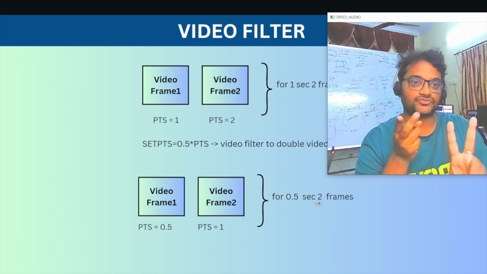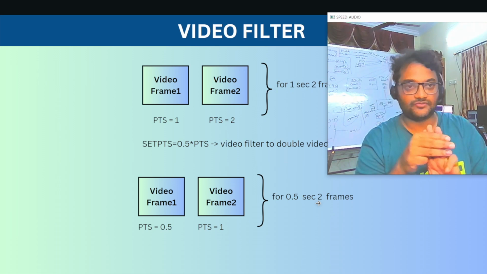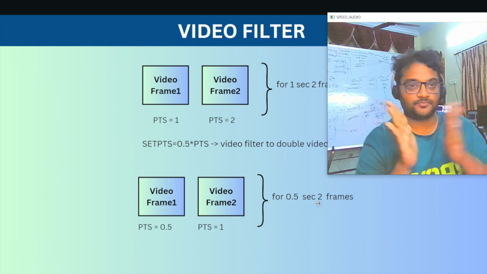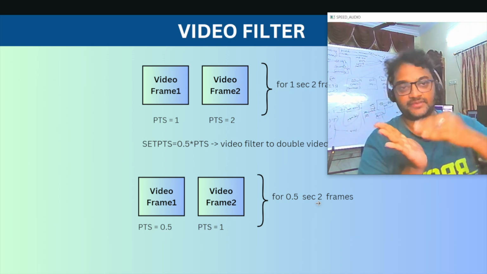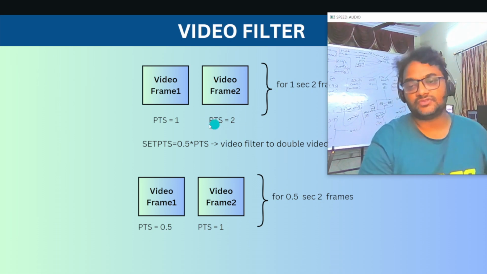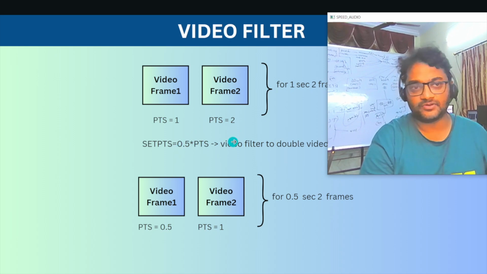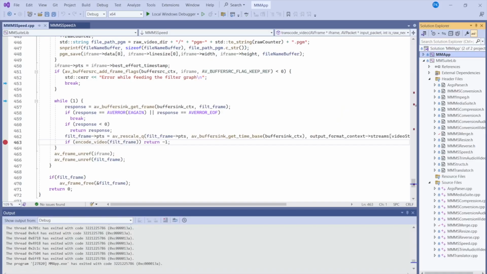Instead of playing those 30 frames in a second, you want to present those frames in half a second. So you need to tweak the presentation timestamp. For that, in FFmpeg we just use setpts equal to 0.5 star PTS.